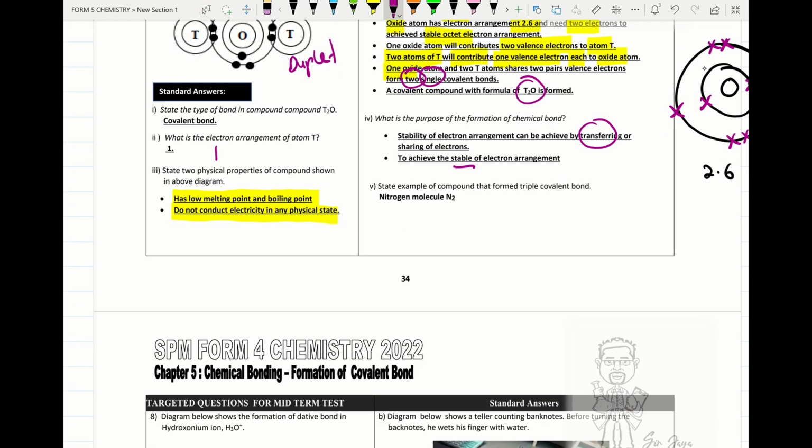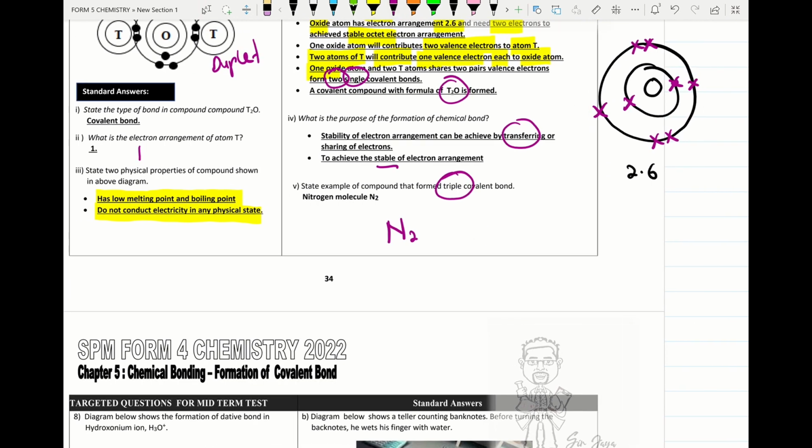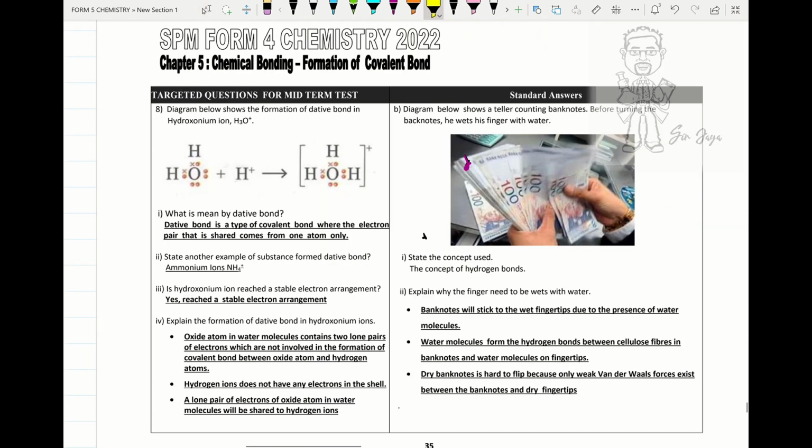All right, state an example of a triple covalent bond. A triple covalent bond can be formed between the nitrogen atoms in the nitrogen molecule. And please remember an example of a double covalent bond. A double covalent bond is present in the oxygen molecule and also in the carbon dioxide molecule.